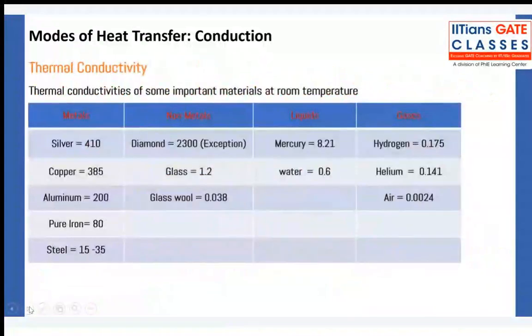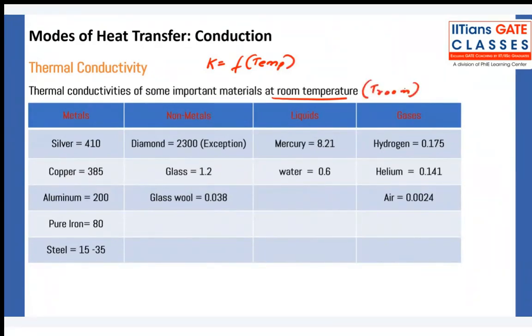So let us see the thermal conductivity of certain materials. For example, in metals, at room temperature we are talking about, because thermal conductivity is a function of temperature as well. We are going to see that in some time. But right now we are talking about room temperature. So in metals we have high thermal conductivity, in the range of hundreds. Silver has 410, copper has 385, aluminum 200, pure iron 80, steel is 15 to 35.